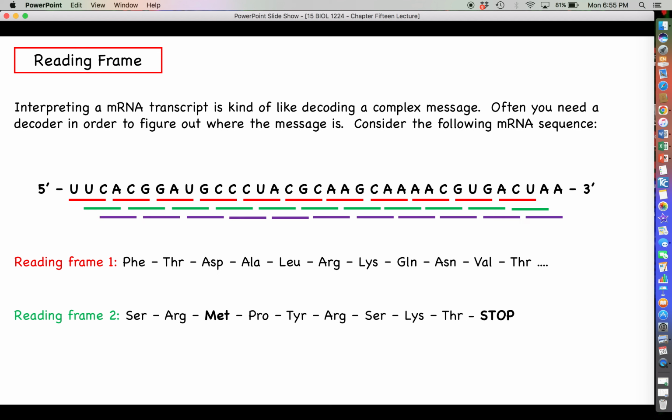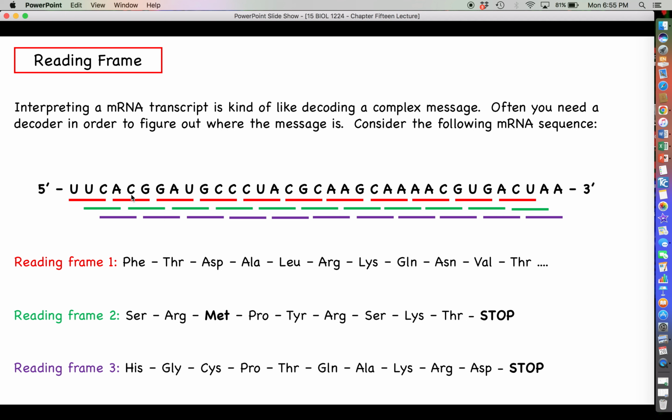And finally, we actually have a third reading frame. Instead of going UUC as your first codon or UCA as your first codon, you could go CAC as your first codon. If you set the reading frame that way, you once again get a completely different amino acid sequence. In this case, you get histidine, glycine, cysteine, proline, threonine, glutamine, alanine, lysine, arginine, aspartate, and then finally you hit the UAA stop codon at the end. Again, this ignores the fact that you ordinarily need to start with a start codon, and the only reading frame that we can actually see here that includes a start codon is the second reading frame.